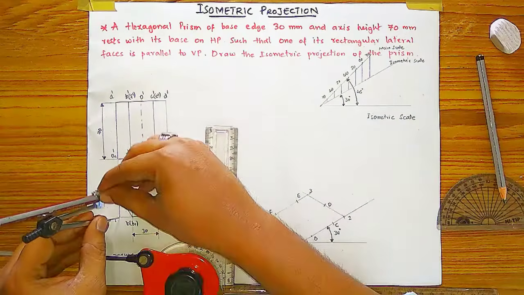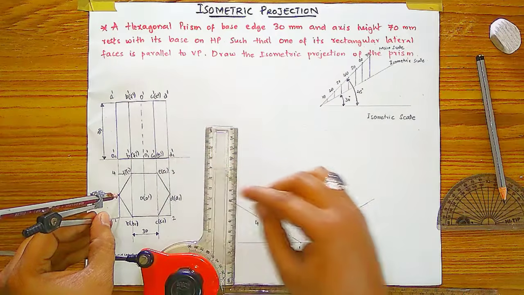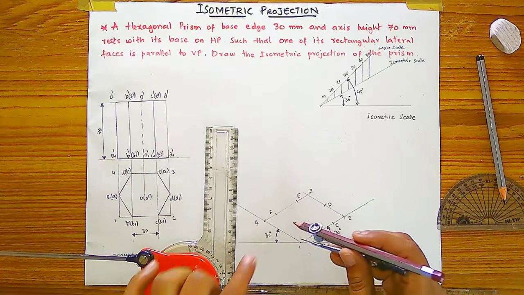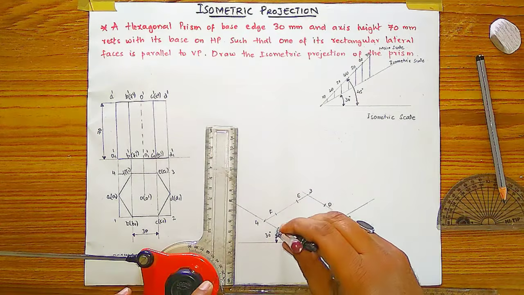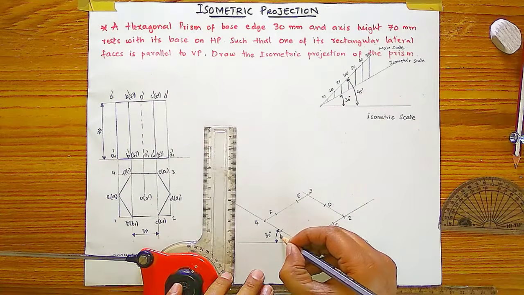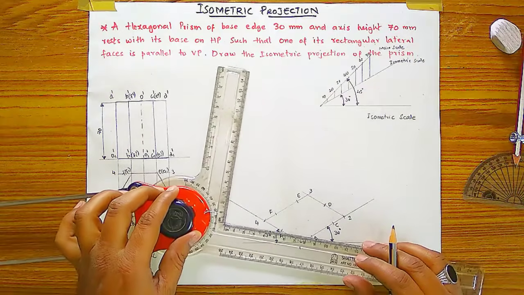And 1 to A I will measure. Hexagons, all points we have to measure and do. From 1 to 4 it is A. So from 1 to 4 we have to adjust and do an arc like this, and this point will be A. Okay.